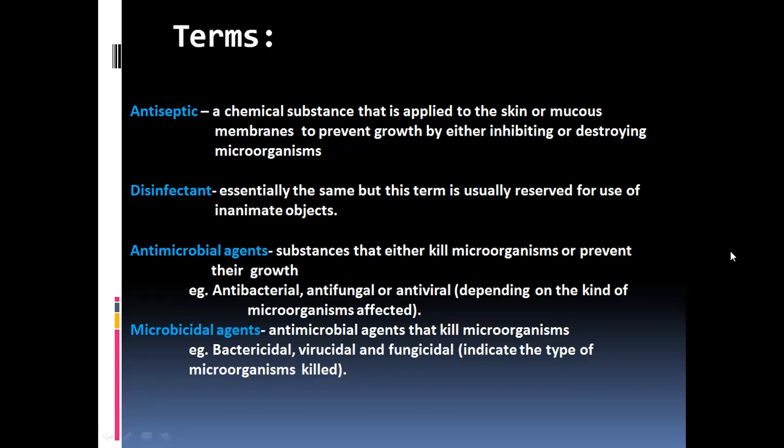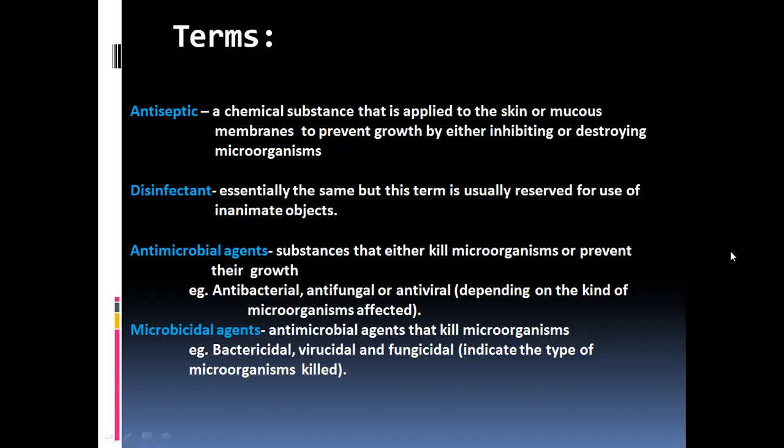The point to be remembered here is antiseptic is used for living things. Okay, we cannot say that this is used on a table or a chair, any non-living thing. So antiseptic is specifically a chemical substance which is applied to the skin or the mucous membrane, which means it is applied to living things. And what is the mechanism of this antiseptic? This chemical will either inhibit the growth of microorganism or it will kill or destroy the microorganism. The second term is disinfectant.